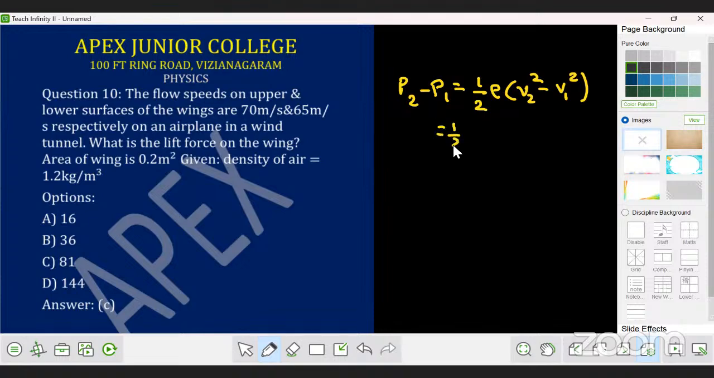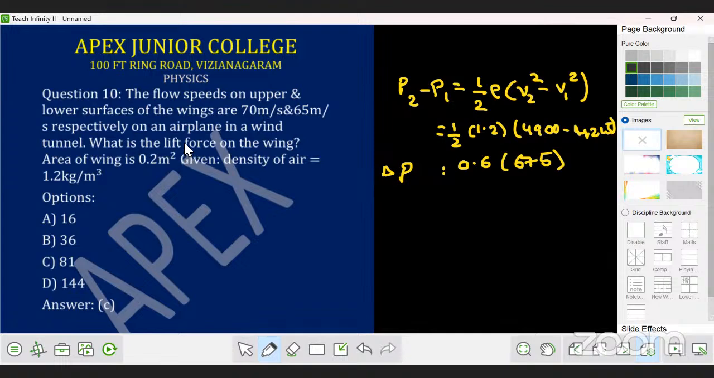So half into rho, density is given I think 1.2, into v2 square minus v1 square, 70 square minus 65 square. 5 is a 25 and 4225. So that will be 0.6 into what is 4900 minus 4225? 675 it will be. So this is the pressure difference, but the question is not about the pressure difference.